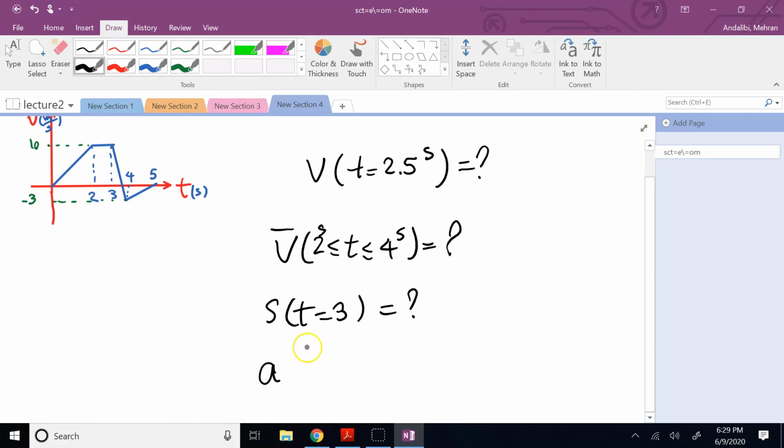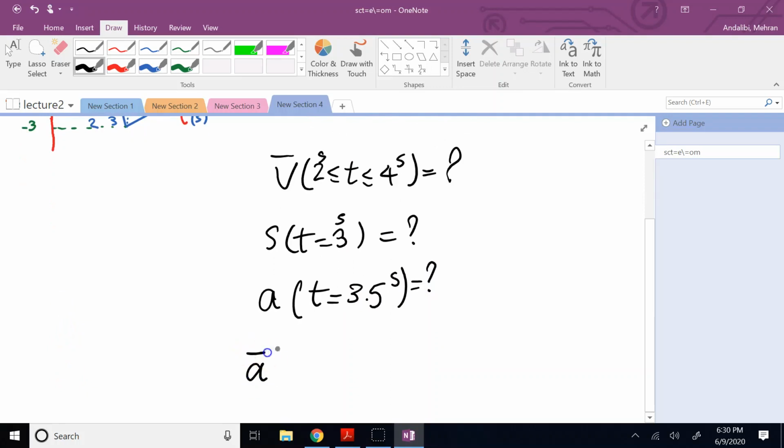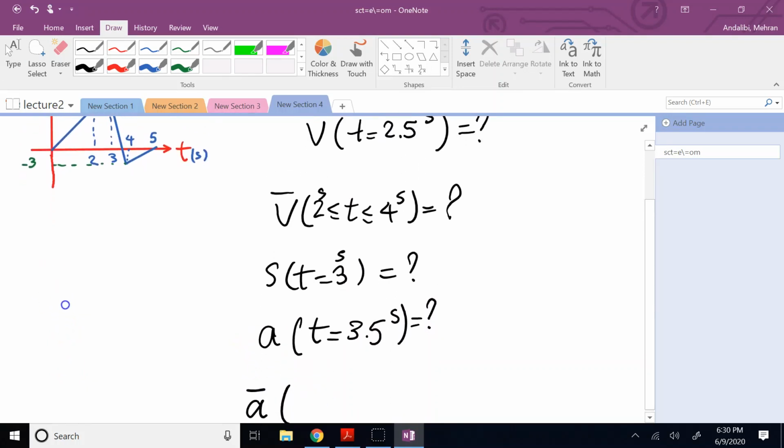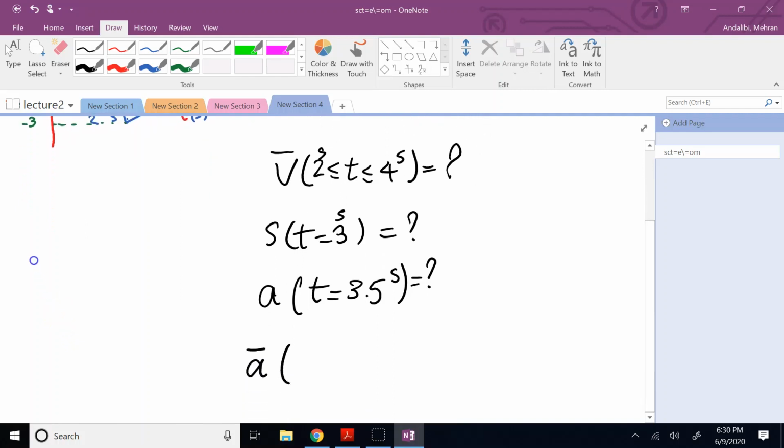And then I say, what is the instantaneous acceleration at time t equal, doesn't matter, any number, 3.5 seconds. And then what is the average acceleration between 3 seconds and 5 seconds?